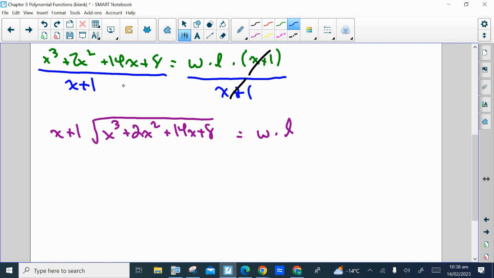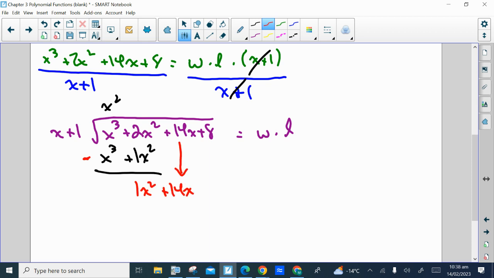We need to have an x squared on the top. Must have x squared up there, because when I multiply it by the x in front, I will get the x cubed, so that when I subtract, they will cancel. But I also have to multiply the x squared by the positive 1, so it's positive 1x squared. And then we subtract. X cubes cancel. 2x squared minus 1x squared is positive 1x squared. And we'll bring down the next term, which is positive 14x.